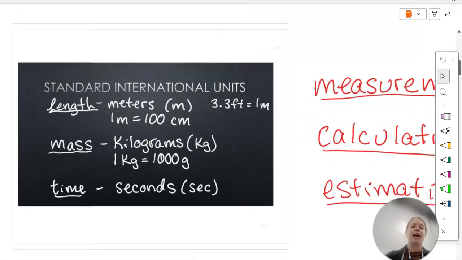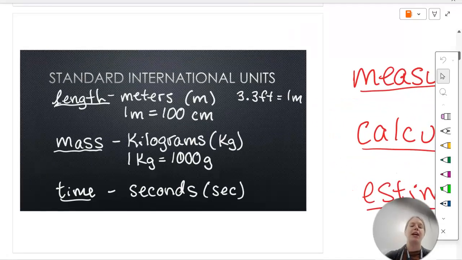In this class, we're going to use the Standard International System of Units. That's meters, kilograms, and seconds, or MKS. So our standard unit of length is going to be the meter. 1 meter is 100 centimeters. That prefix centi is in your reference table, and it means 10 to the negative 2. And about 3.3 feet is 1 meter.